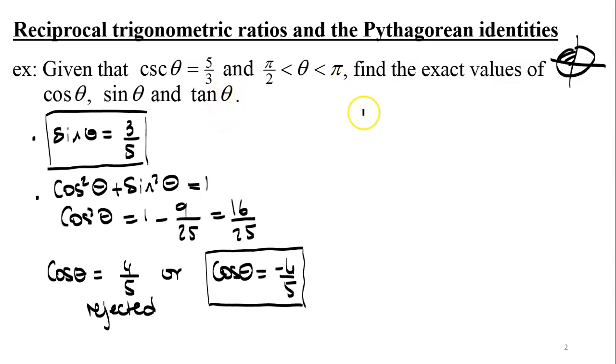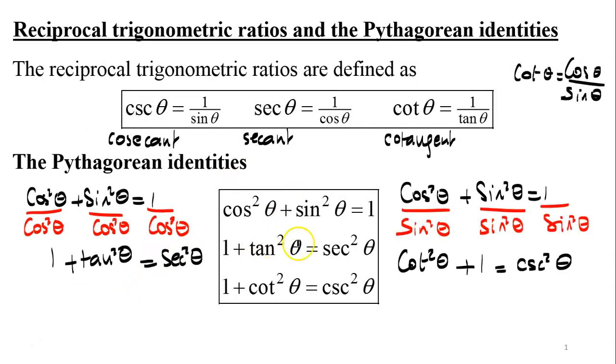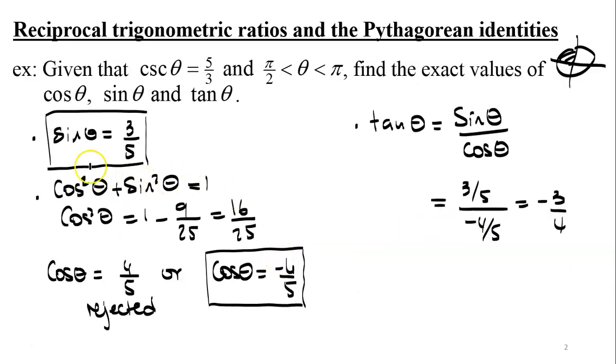Now, to determine tan, the easiest way to do that is to work on tan as the ratio of sine and cosine. So tan theta is sine theta over cosine theta. So dividing 3 out of 5 by negative 4 out of 5, that leaves me with negative 3 over 4. Now, knowing the second Pythagorean identity, since I have cosine, I can have secant, and I could find tan using this Pythagorean identity, but over here this is a longer process. Since I already have sine and I already have cosine, I can immediately find tan using sine over cosine.